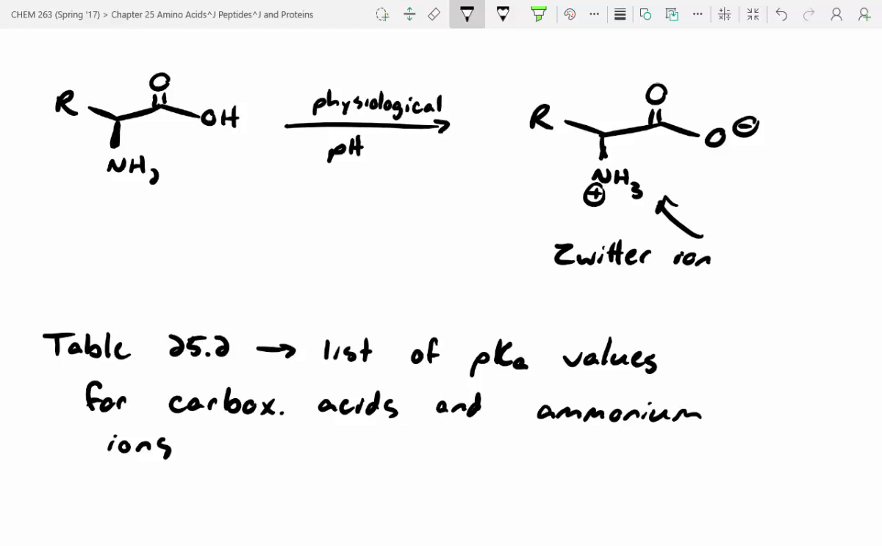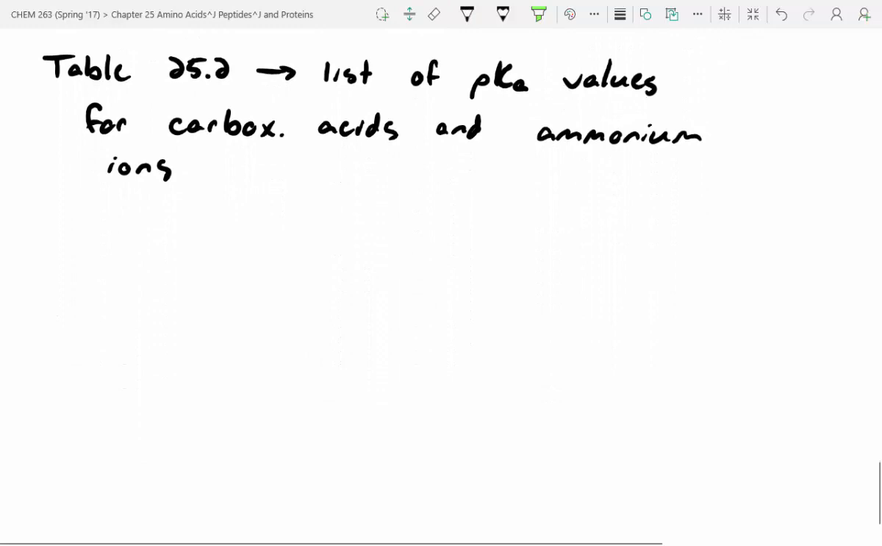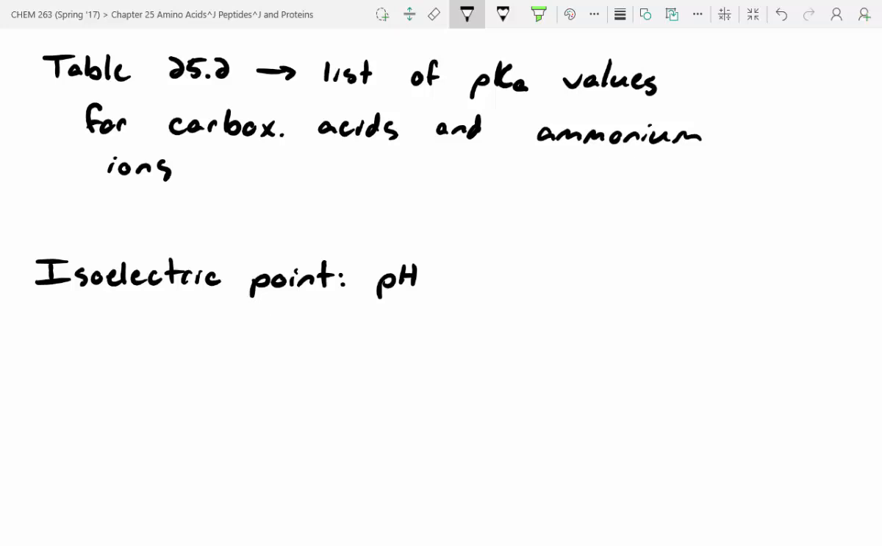The pKa values are looking at completely different charges depending on whether or not it's a carboxylic acid or an ammonium salt. Does that make sense? I'm not going to make you guys get too far into that, but you'll probably have to use it a lot in your biochemistry course. All right, there's also something called the isoelectric point. The isoelectric point is the pH at which the Zwitter ion is at its highest concentration.